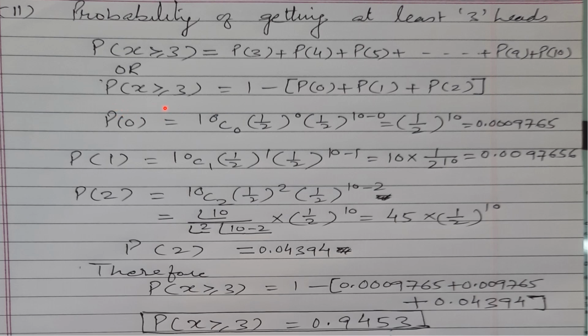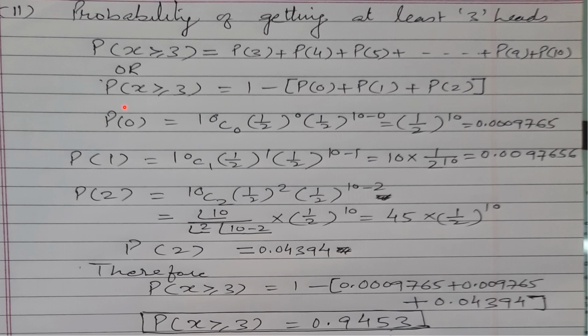For this, we will calculate probability of getting 0 heads first. By applying binomial distribution, it will be 10C0, 1 by 2 to the power 0, 1 by 2 to the power 10 minus 0, which comes as this much. Similarly, we will calculate probability of getting 1 head. It will be 10C1, 1 by 2 to the power 1, 1 by 2 to the power 10 minus 1. And this will be 0.0097656. We can also calculate probability of getting 2 heads, which will be 0.04394.